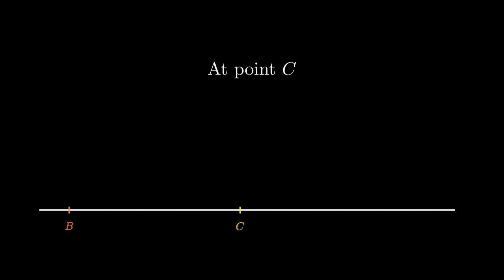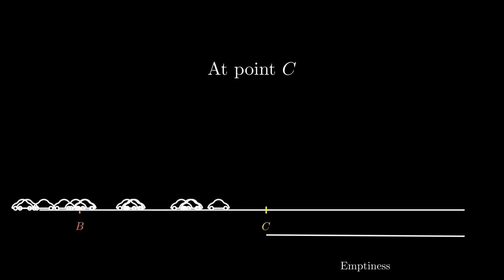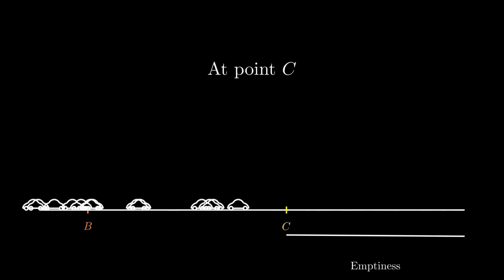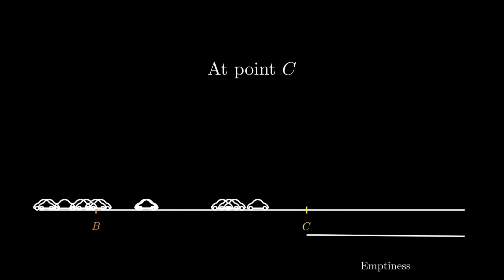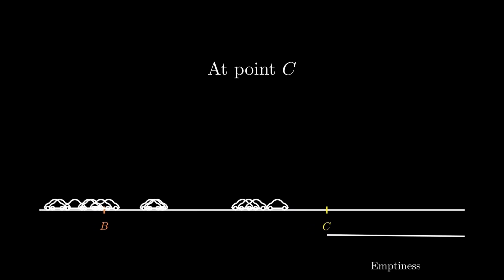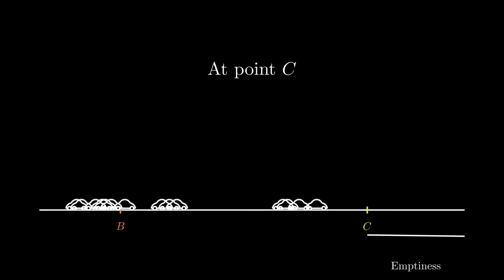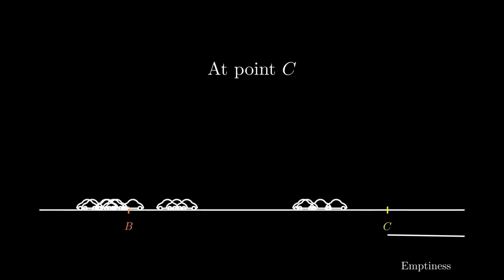Since the density at C is much smaller than the density at B, the cars near C move much faster than the cars near B. If we assume no cars are ahead of C, then this region of emptiness, that is, no density, in front of the cars near C will propagate rightward, pulling away from the cars to the left.